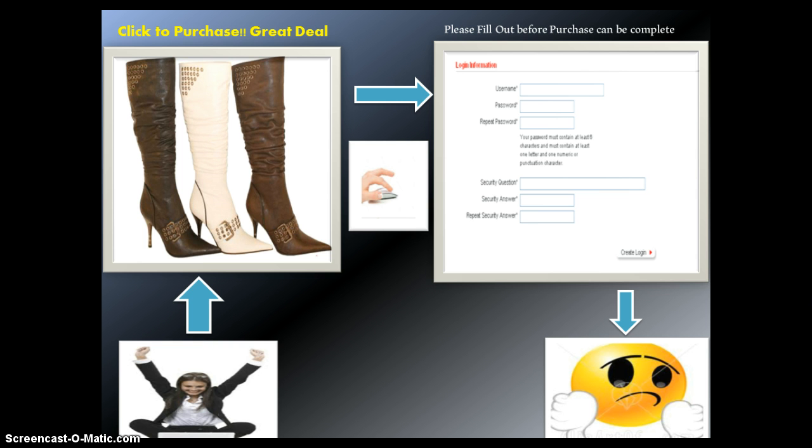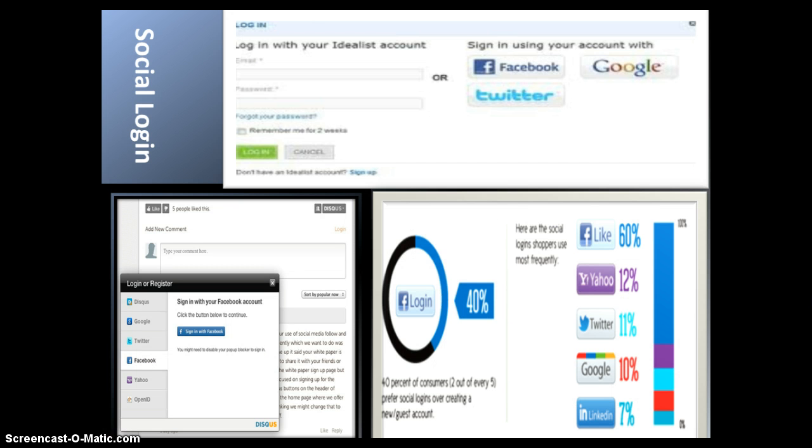What is the best way to rectify this problem? Social login. It allows users to connect to your website through more than 30 different social networks around the world. The picture on the right shows the social logins shoppers use most frequently. How much easier would it be for a user to simply log into a website account with a simple click of a button?